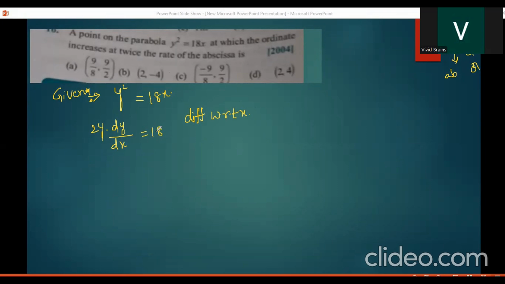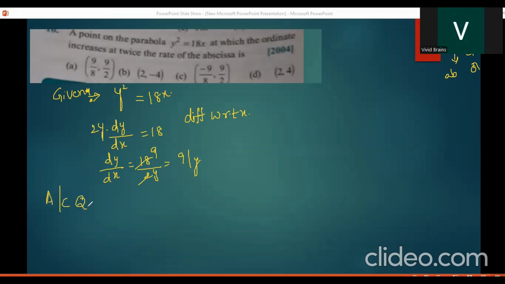Now what do you do? Tell me. So 2y into dy by dx is equal to 18. We are differentiating with respect to x. What do I get actually? So can I find dy by dx here? dy by dx is equal to 18 by 2y. So 2 one time, 2 nine times. So 9 upon y. This is our dy by dx value. Okay, very good. And you observe the question now.